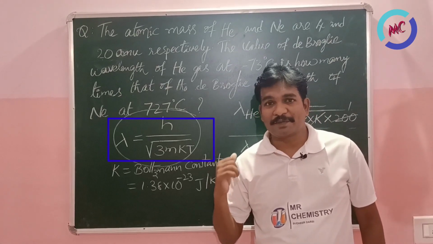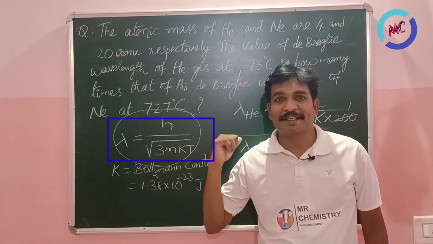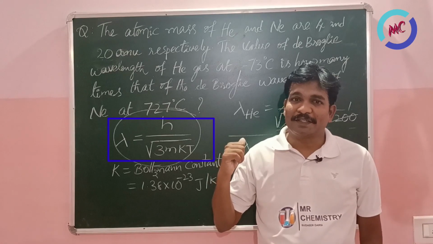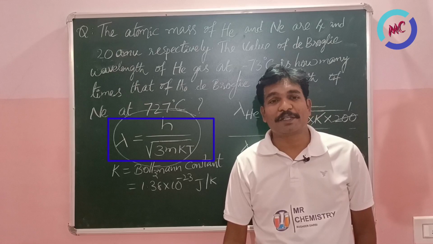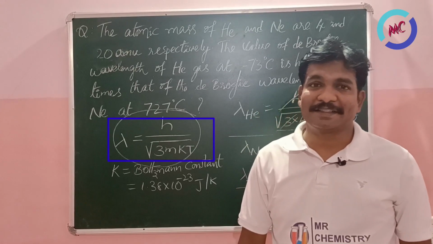Today we discussed a very good concept, that is de Broglie's wave equation, which explained the dual nature of the electron, one of the important concepts from atomic structure.